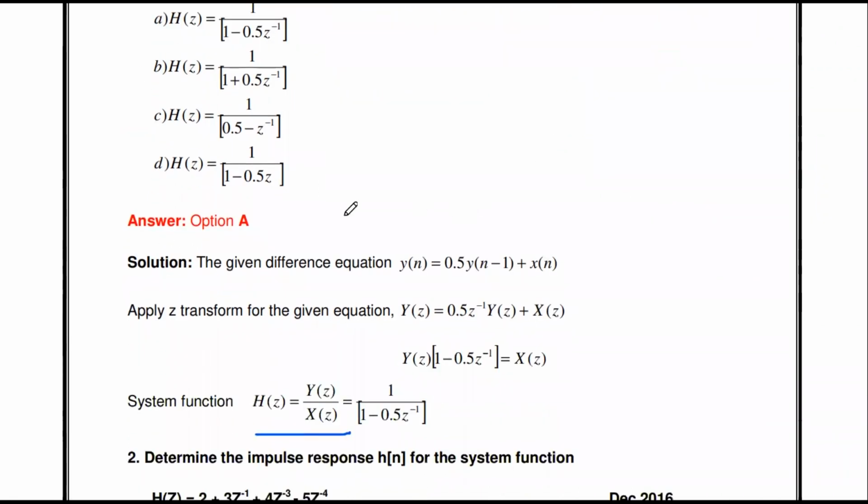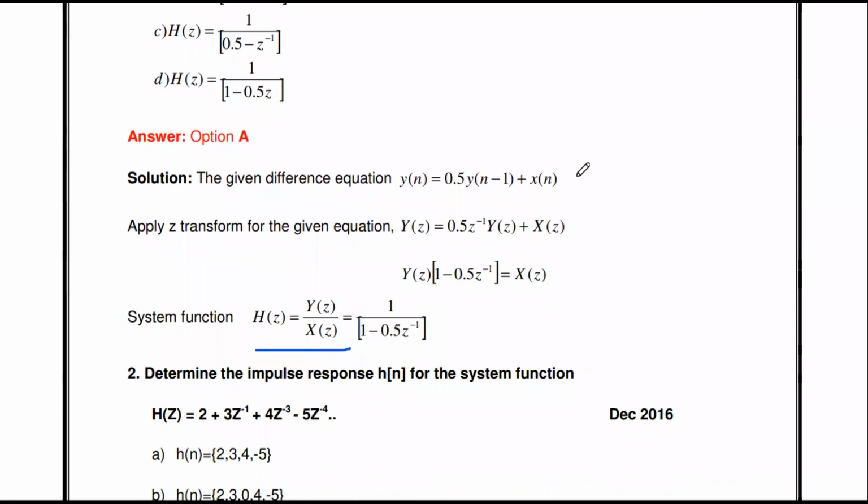So how to solve this problem: first we note down the system equation, and then we take the Z transform. You just apply the Z transform to the above time domain equation. So what is the Z transform of y of n? The time domain signal y of n has the Z transform capital Y of Z.